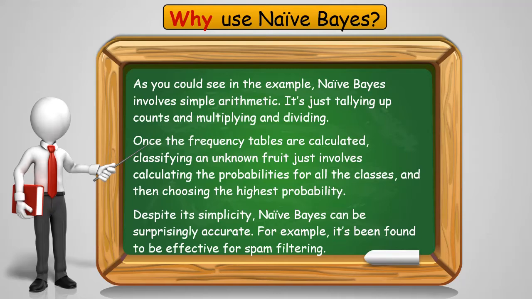So despite its simplicity, naive Bayes has actually been shown to be surprisingly accurate. A number of Kaggle competitions have been won using that method. For example, it's been found especially effective at spam filtering.